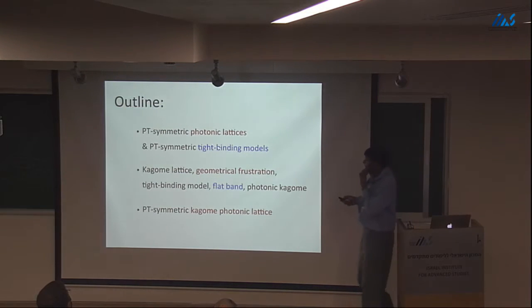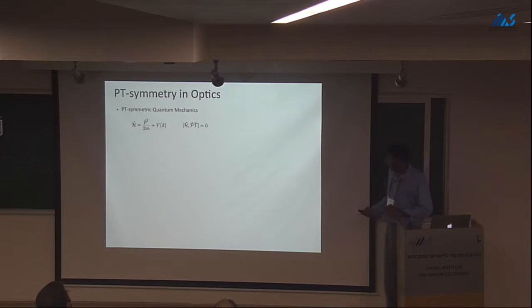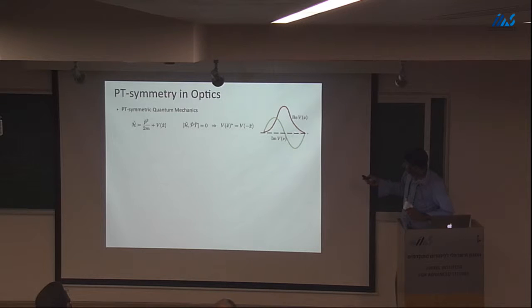So let me start with the PT-symmetric photonic lattices to begin with, and then I will introduce a PT-symmetric tight binding model, and then we'll go over to the Kagome lattice. The idea with Kagome lattice is there are many, many ground states. So you will have geometrical frustration that will eventually lead to flat bands in the dispersion, and then we'll proceed from there. So you've already seen that in PT-symmetric quantum mechanics, you got this potential, and basically real and imaginary parts have this symmetric and antisymmetric property.